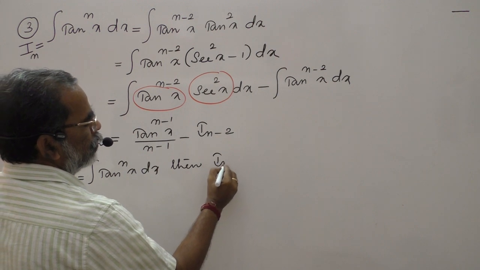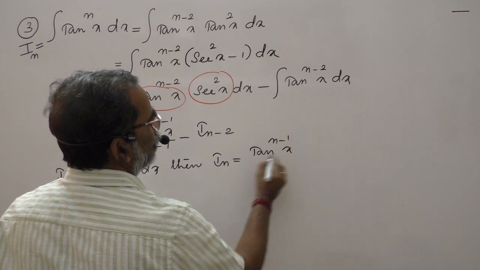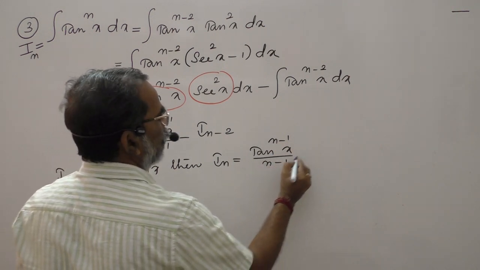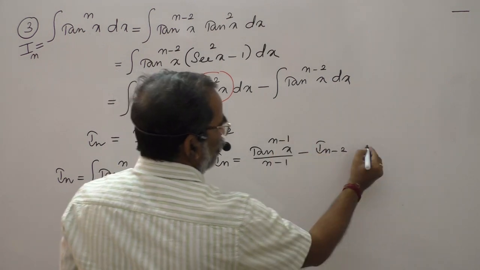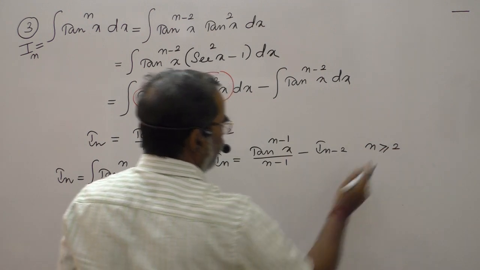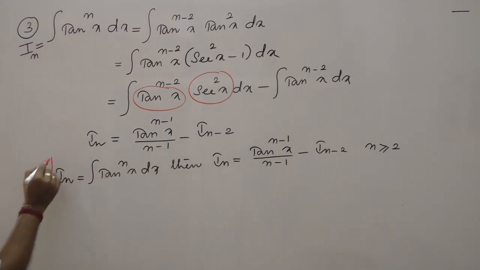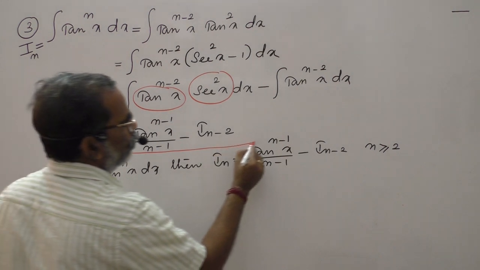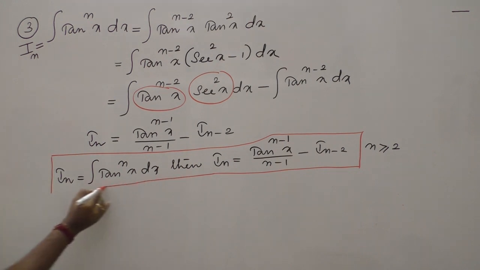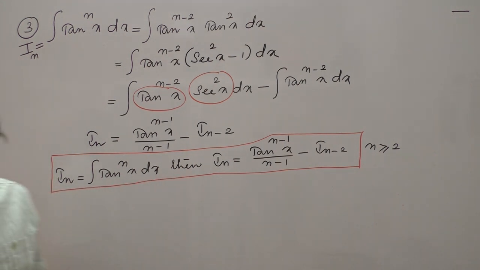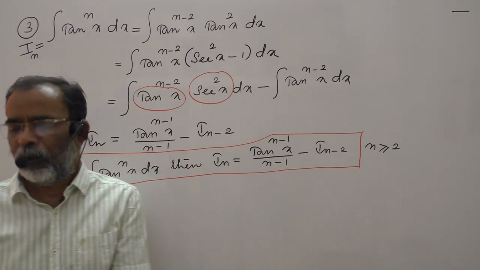Then this I n is equal to tan power n minus 1 x divided by n minus 1 minus I n minus 2. This is the reduction. Again, it is true for n greater than or equal to 2. So this is the reduction formula for tan power n. This is also important in descriptive exams. This proof is important. Therefore, what is this? Tan power n x reduction formula.